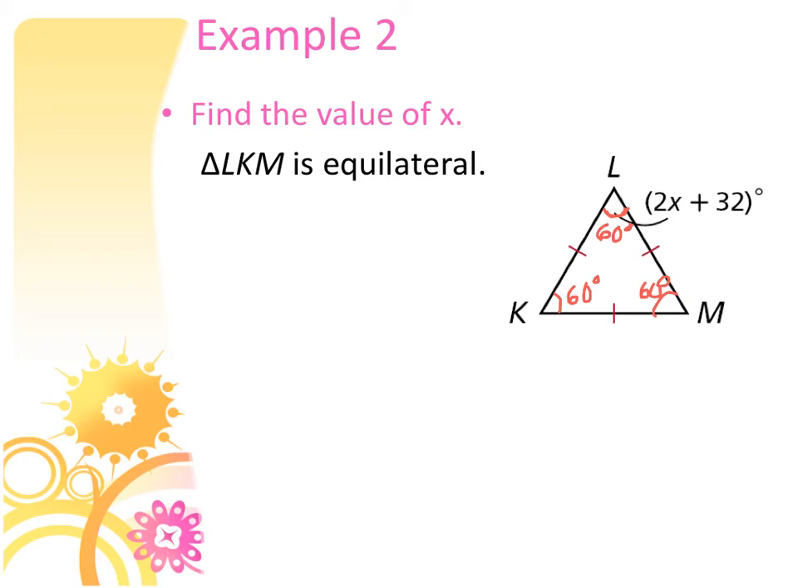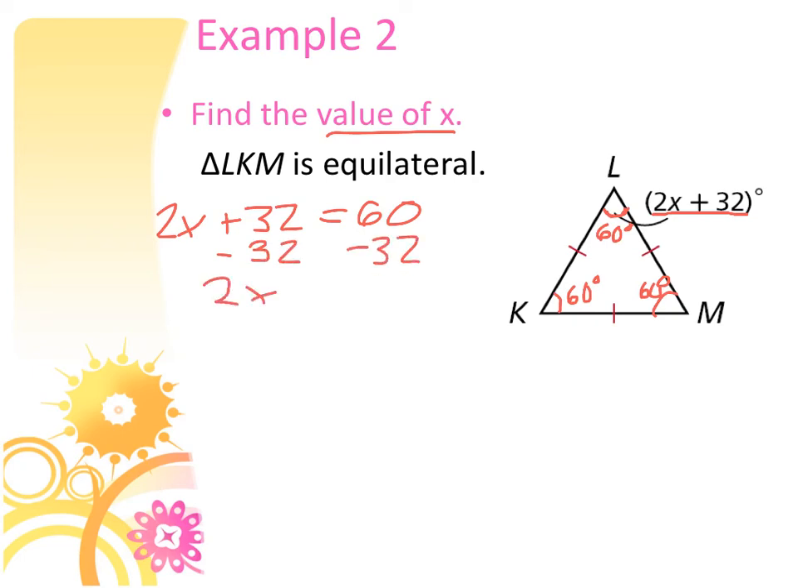So because we have to find the value of x, this angle is 2x plus 32. How do we find x? 2x plus 32 is equal to 60. Now we just solve for x. So we can subtract 32. We get 2x is equal to 28. So x is equal to 14.